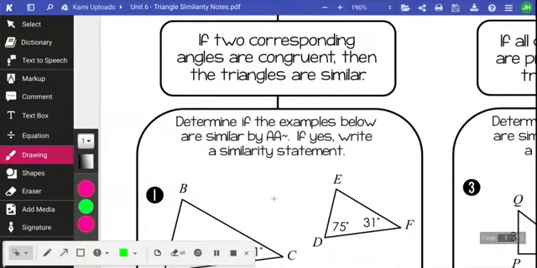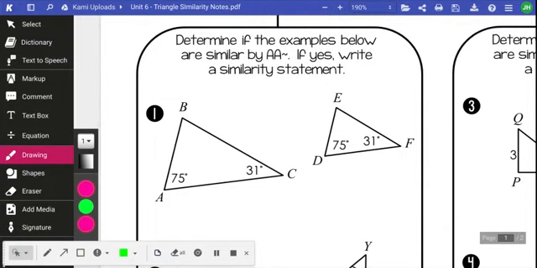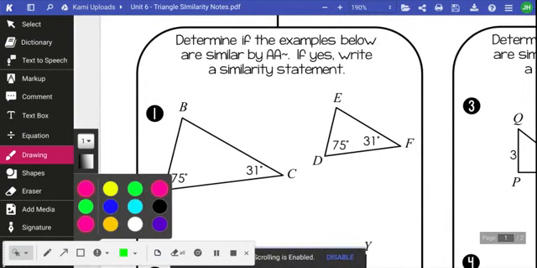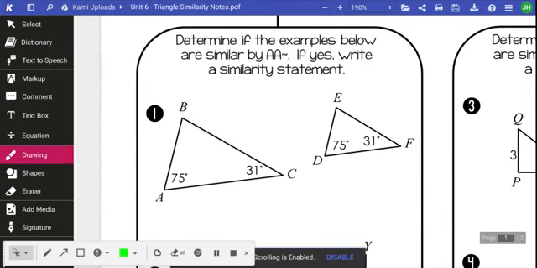So we'll do a couple examples. We're just determining if the triangles can be proven congruent or similar based off of angle-angle similarity. Okay, so if you notice, I have angle A is congruent to angle D, and I have angle C congruent to angle F, and that is enough to use angle-angle similarity. So are they similar? Yes.